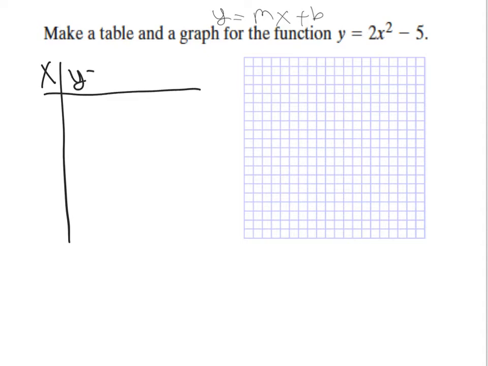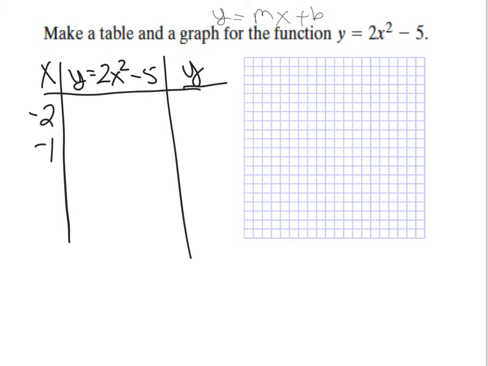In the center of our table, we're actually going to do our calculating, and I'm going to show you how you're going to do that. And then the last part, you're going to put your y value, which is what the equation is equal to when you plug your x in. Whenever we're doing equations, a lot of times you're going to start with a couple of negatives. So I'm going to just start with -2, -1, and we're going to put a 0 in there for a neutral number. Use 1 and 2. And what we're going to do is take our 2 times that number squared, subtract 5, and put that in there.